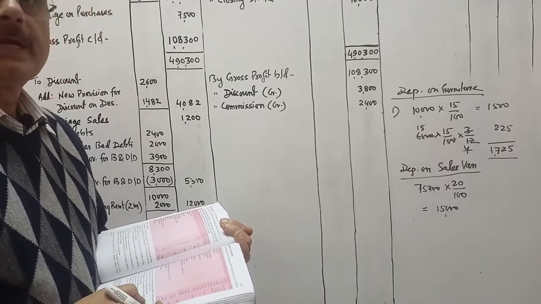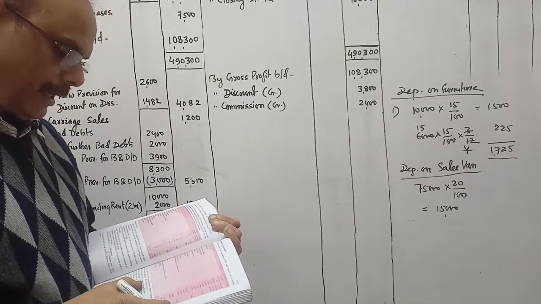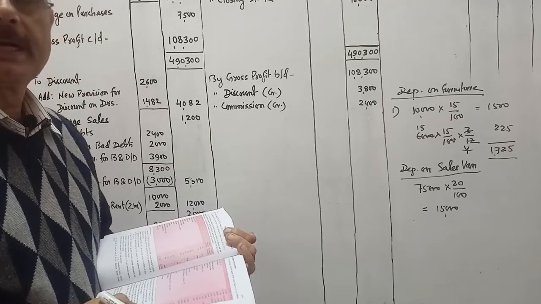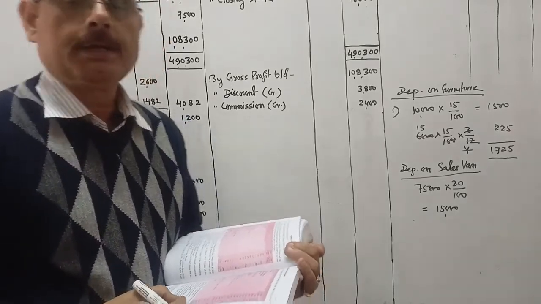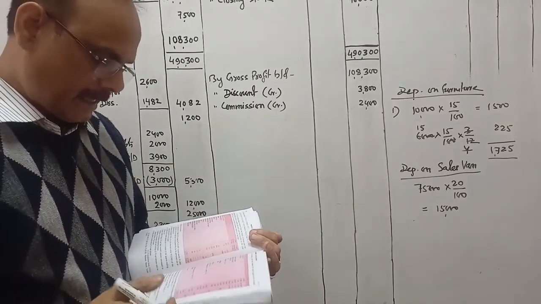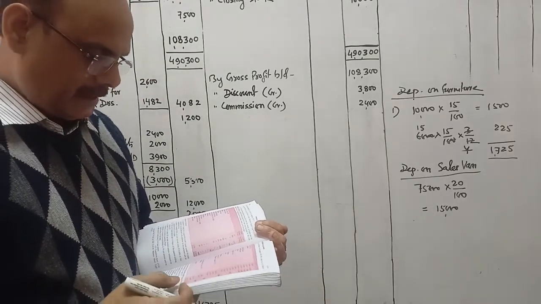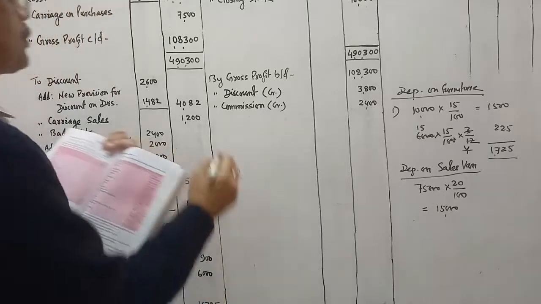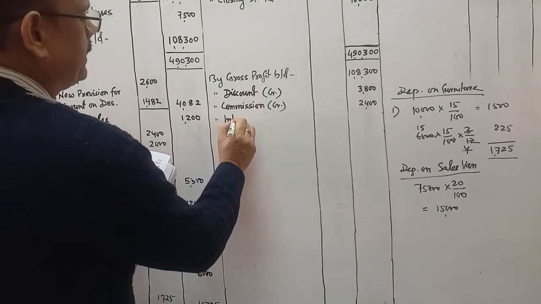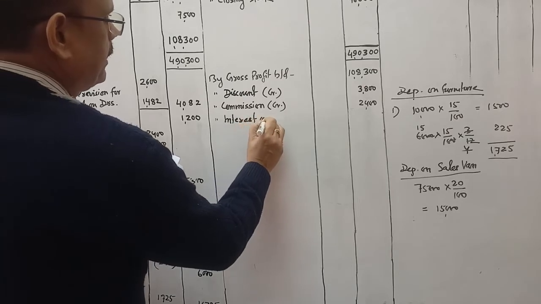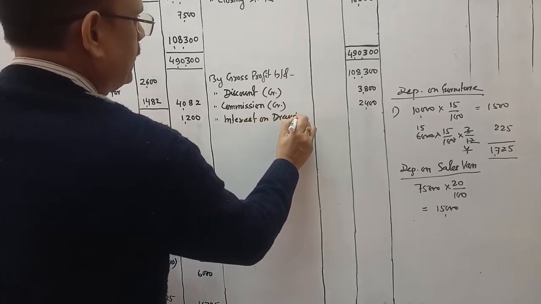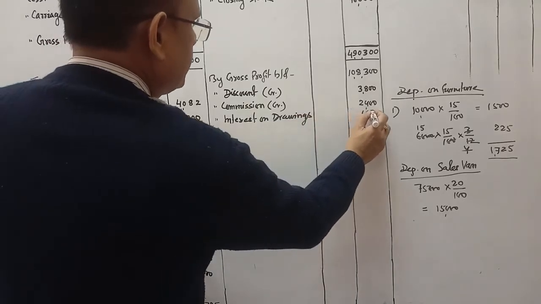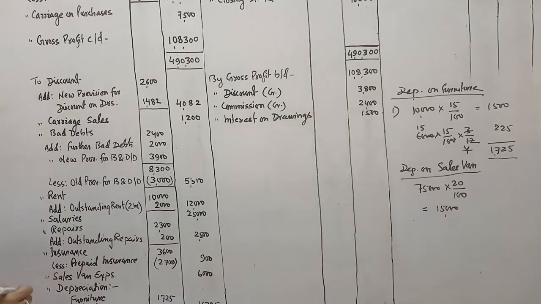So information number 2 related to depreciation we have done. Number 3 outstanding repairs we have done. Number 4 related to further bad debts and new provision for bad and doubtful debts and discount on debtors is done. Outstanding rent we have done. Now last information is number 6, interest on capital and interest on drawing. Interest on drawing will be reflected this side, it's an income. Interest on drawings is 1500, and this side you will write interest on capital.